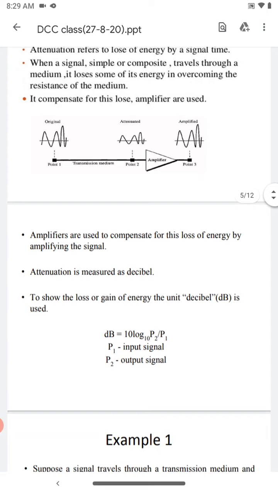Normally, attenuation is measured in decibels. We can specify the decibel, that is dB. dB equals 10 log P2 by P1, base 10. P1 equals the input signal power, P2 equals the output signal power.